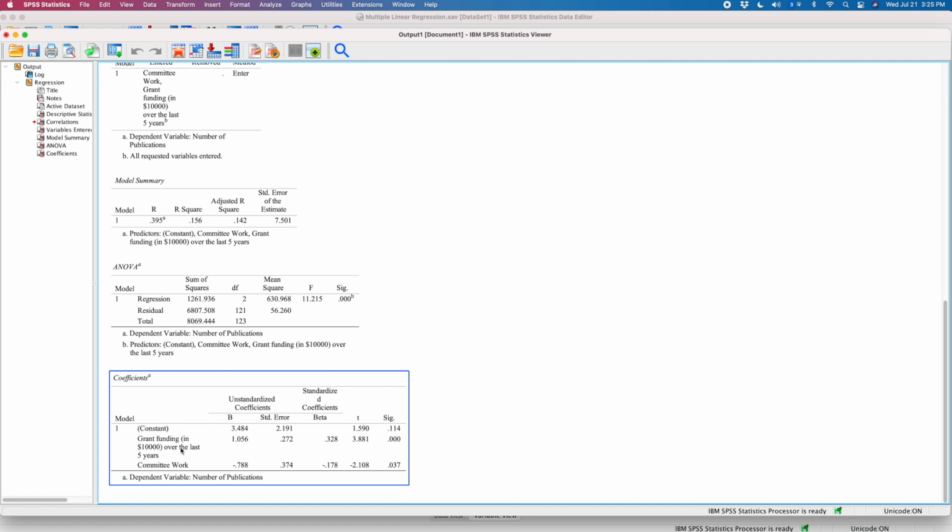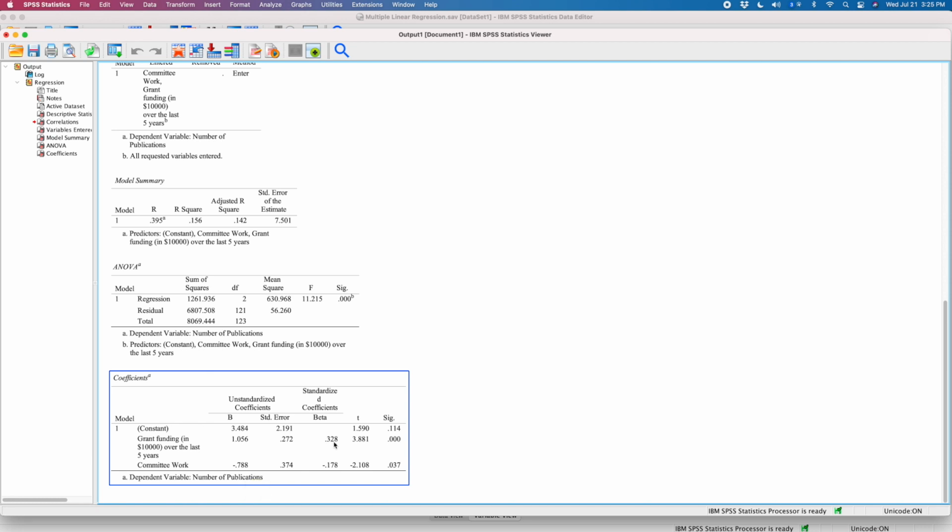Now, lastly, the standardized coefficients come into play here. I cannot compare the unstandardized coefficients because they're both measured at a different scale. I don't know what the unit is. Committee work, maybe it's measured in hours. I would assume so. Grant funding is measured in $10,000 per unit. I can't compare that. That will create an apple to oranges situation.